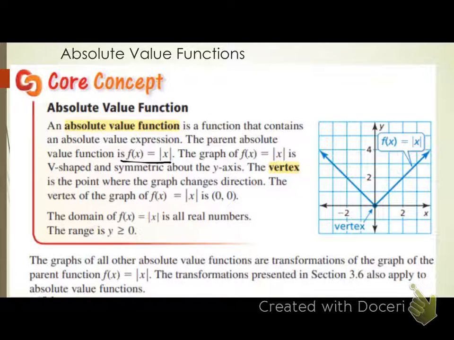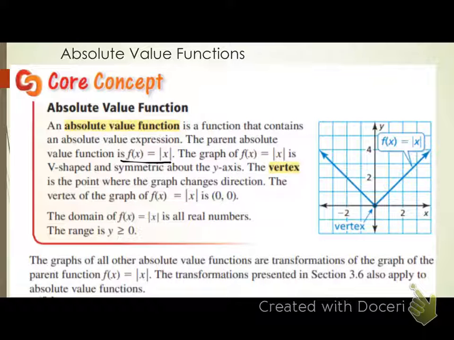This is my parent function specifically. So my parent function is symmetric about the y-axis. If I folded it over, it would match correctly. The vertex is the point where the graph changes direction. So I pretty much have two lines meeting at one point, correct? So it's where my graph changes from a negative slope to a positive slope, or vice versa. It could go from positive to negative. The vertex of the graph of f of x equals the absolute value of x is 0, 0, my origin. So the vertex of my parent function of the absolute value function is the origin.